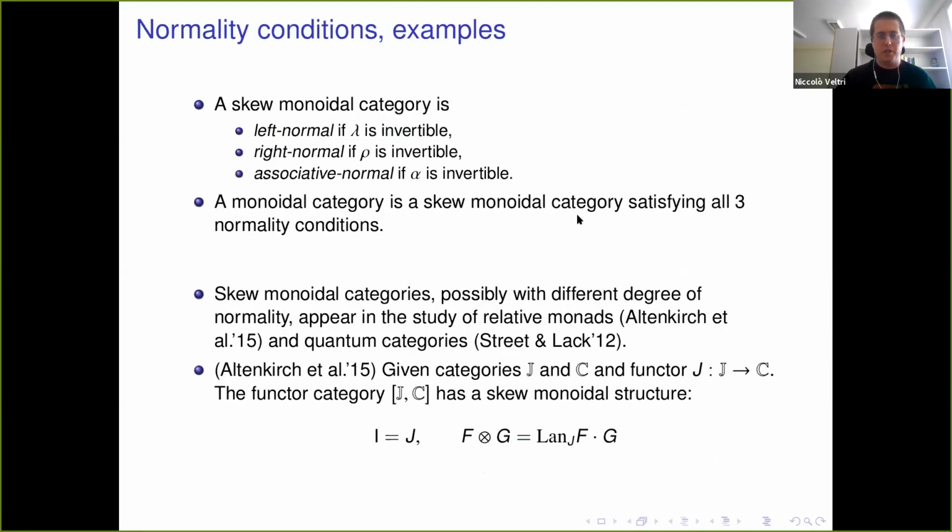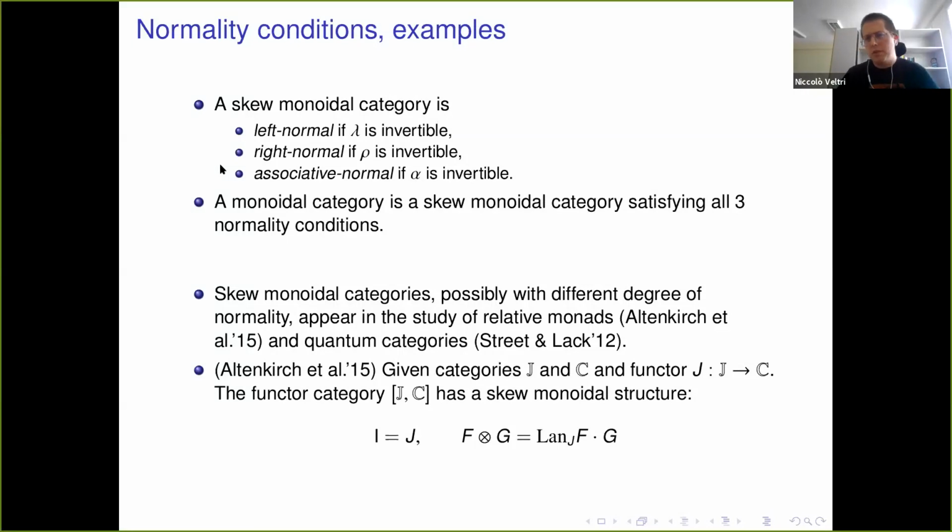Okay, one can, in principle, also ask for some of these structural laws to be invertible, and these are what we call normality conditions. So we talk about left normal skew monoidal categories if lambda is invertible, about right normal skew monoidal categories if rho is invertible, and finally we talk about associative-normal skew monoidal categories whenever alpha is invertible. And one can clearly recover the usual notion of a monoidal category by taking skew monoidal categories satisfying all the three normality conditions.